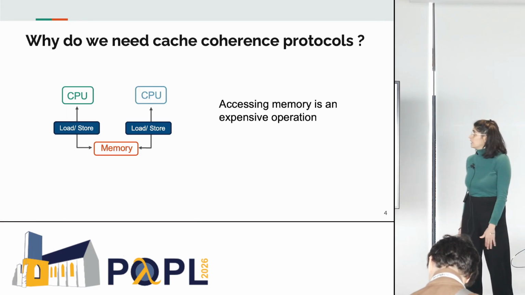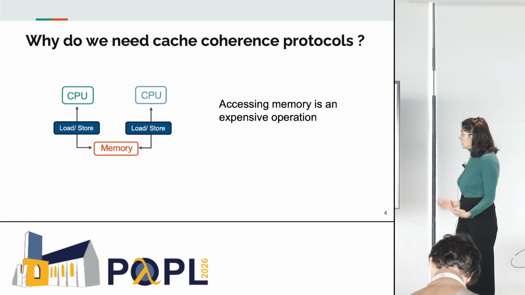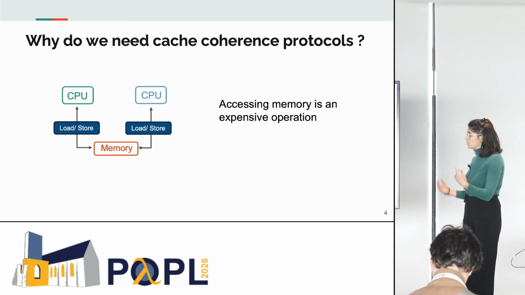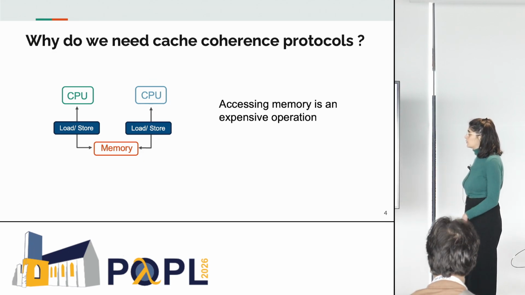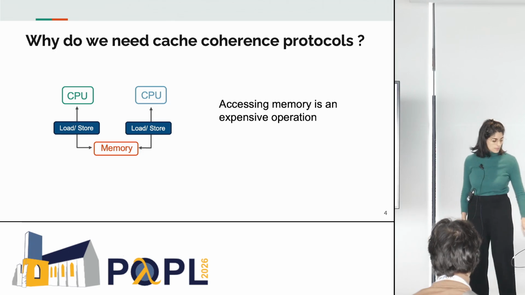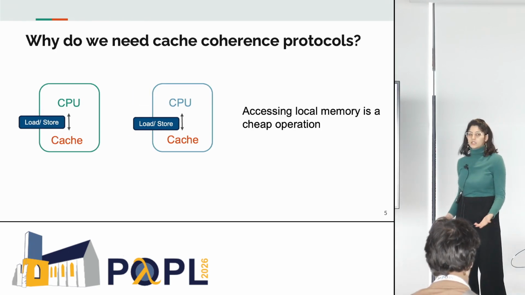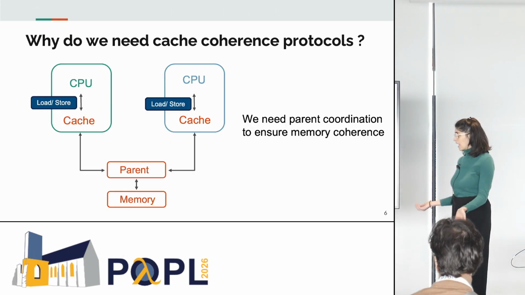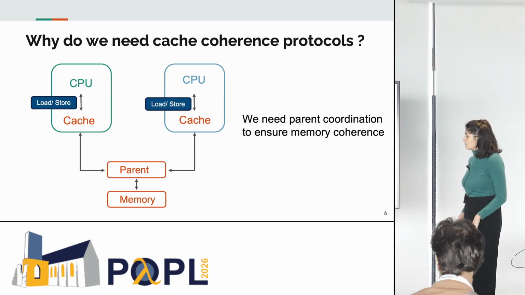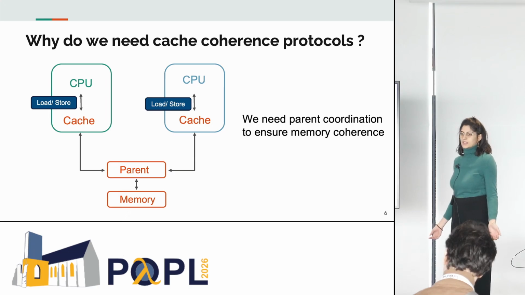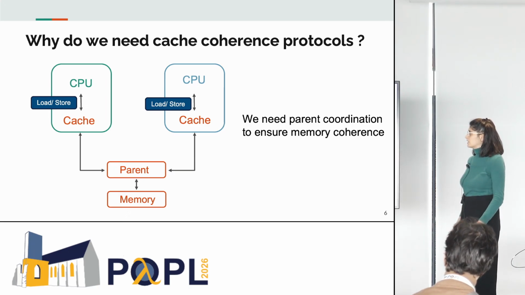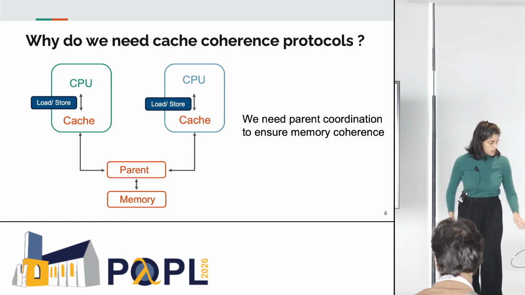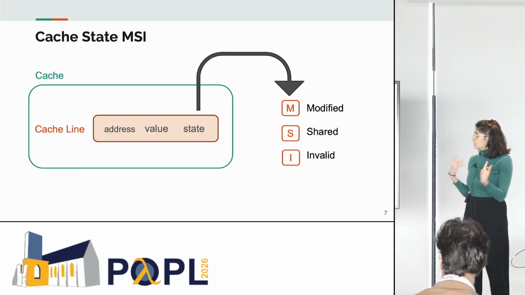So first of all, why do we need cache coherence protocols? In general, we know that accessing the main memory is an expensive operation, so we would like our CPU to perform the load and store operations not directly to the main memory, but to a local memory that we call cache. However, we need some coordination between different caches, and this is usually done by the parent, because we want to ensure that the memory is coherent. Intuitively, this means that we want these local caches and the memory to behave like a centralized memory.